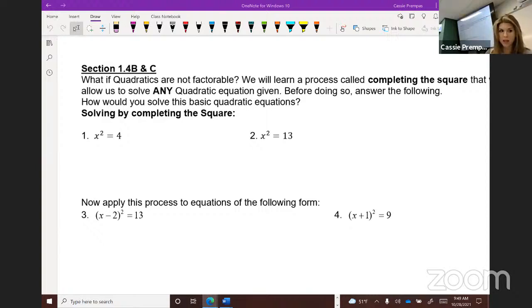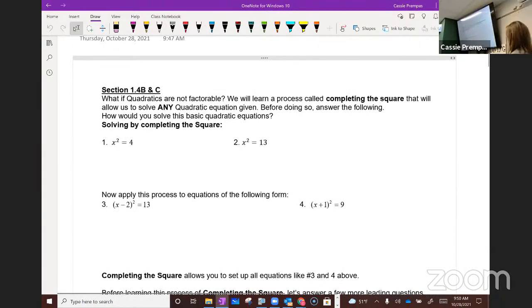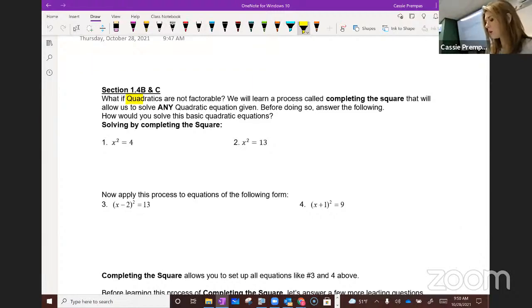And let's go ahead and dive in and use this process, this skill that hopefully you guys just discovered in the homework last night. So we are going to continue in our study of quadratics. How do you solve quadratics? Monday, we looked at how to solve quadratics using factoring. The question that comes into play is, what if the quadratic is not factorable? Well, we're going to learn a process called completing the square that will allow you to solve any quadratic equation. Before doing so, however, we have to walk through a few prerequisite skills.